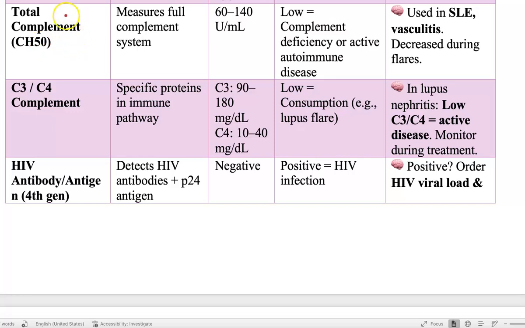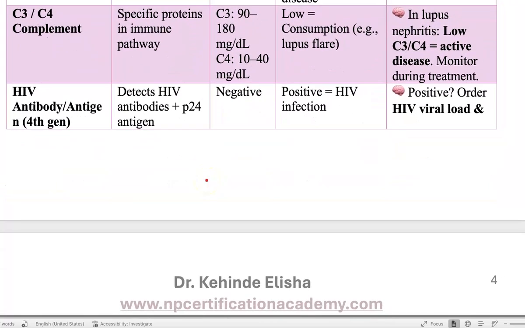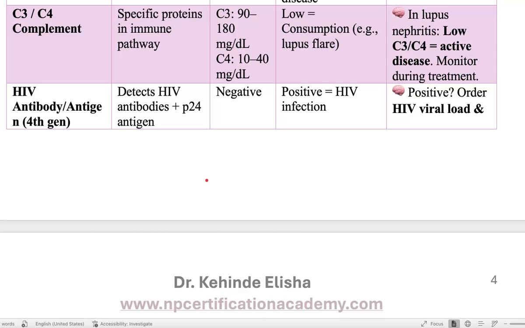Now, what about total complement CH50? Measures full complement system. 60 to 140 units per mL is the range that we want. If it is lower than 60, it's complement deficiency or active autoimmune disease is what that means. It is used in SLE. It is used in vasculitis and decreased during flares. What about C3 or C4 complement?